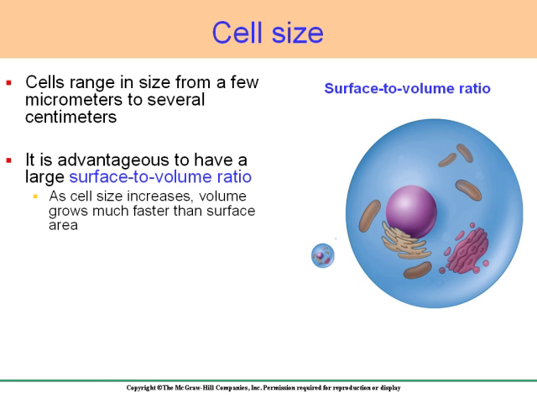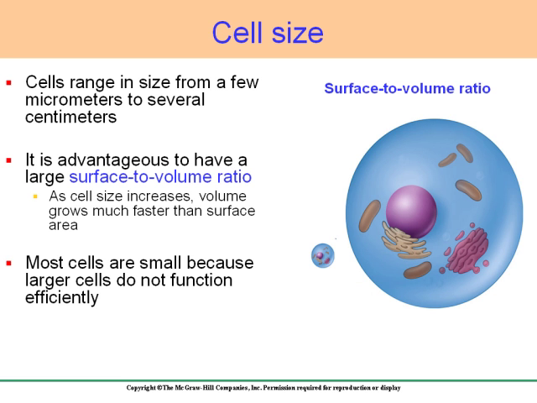As cell size increases, such as you see with the cell on the right, volume grows much faster than surface area. Most cells are small because larger cells do not function as efficiently. If a cell has a larger surface to volume ratio, that means it can get more of the important stuff that needs to come into the cell into it, as well as stuff that needs to leave the cell out of it.